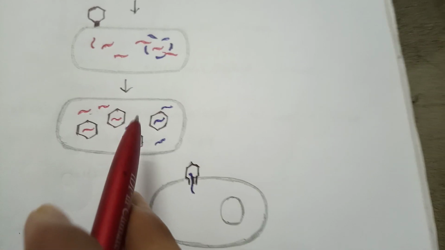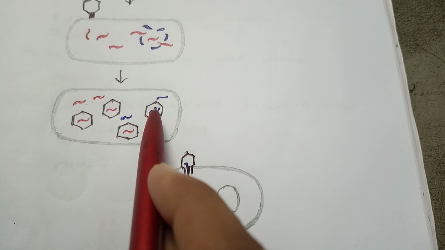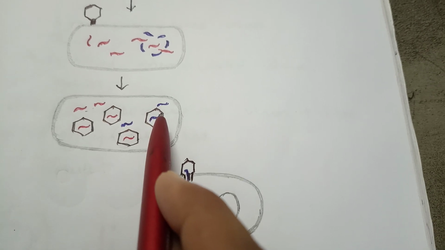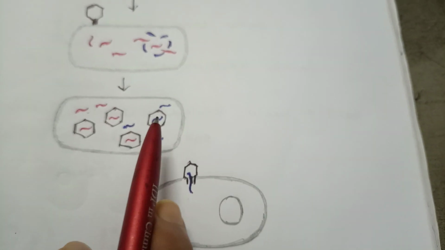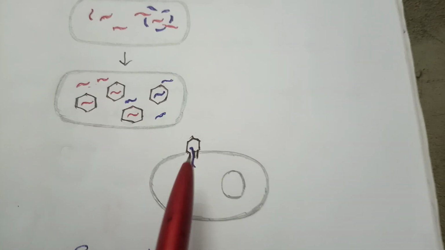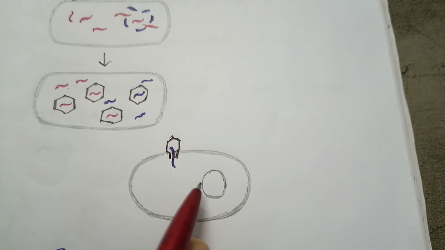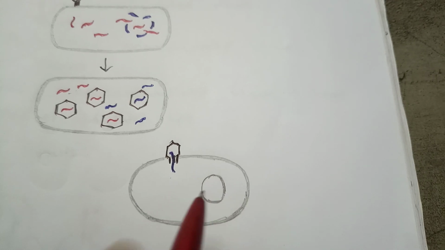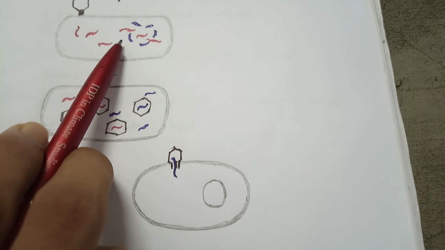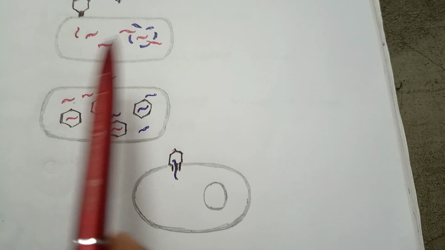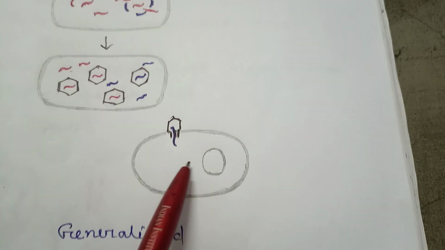Now see, this part is containing the full bacterial chromosomal part, right? If this part is going to affect one new bacterial cell, what will happen? Eventually this new bacterial cell will have the previous bacteria's chromosome, right? So that's how the DNA material of this bacteria is going to enter the new bacterial cell.